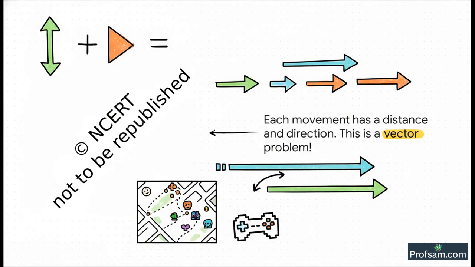Well, that exact scenario is a vector addition problem. Yep, each of those moves is a vector because it has a distance and a direction. To figure out your character's final location, the game has to add these vectors together. And what it gets is called the net displacement, which is just a simple term for the direct, straight-line path from your starting point to your final endpoint.